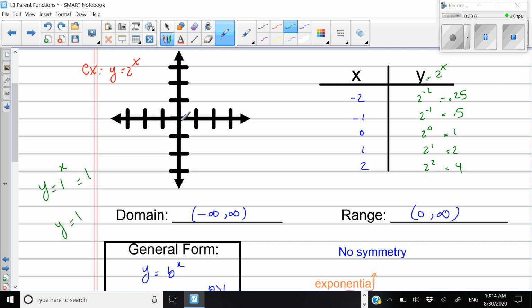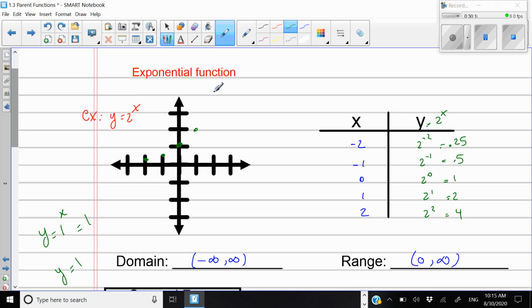Okay, so let's try. If x is -2, y is 0.25. So it's going to be somewhere like here. -1 is 0.5. 0 is 1. 1 is 2. And for 2, it's 4, somewhere like here maybe. So I can connect the points and it's going to go here.